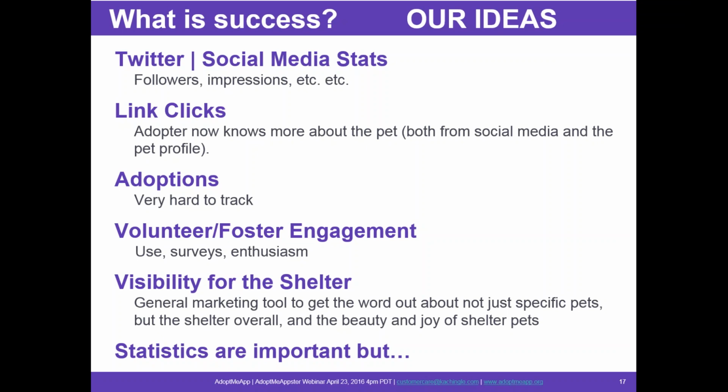Success would be visibility for the shelter. Again, it's hard to measure that, but it's just part of the whole marketing of the shelter. So the statistics are important, but there's a lot of things that are just part of the mix: volunteer engagement, getting animals adopted, the joy of shelter pets. It's really amorphous and hard to explain, but certainly all of that is part of this mix of, are we being successful?